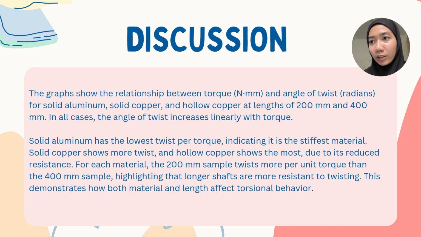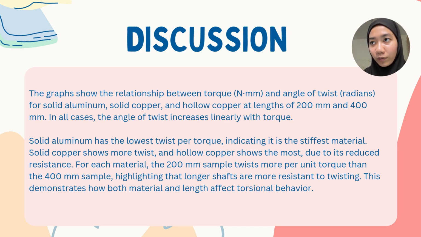Now, let's compare the materials. Solid aluminium twists the least for the same amount of torque. That means it is the stiffest, harder to twist. Solid copper twists a bit more, so it is less stiff than aluminium. And hollow copper twists the most, since it has less material to resist the torque.